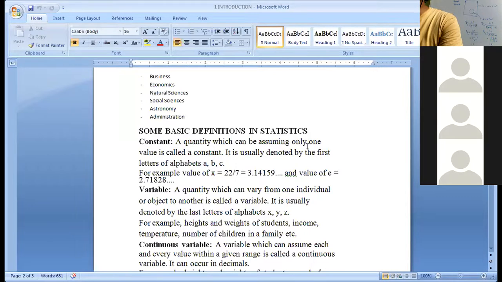It is usually denoted by last letters of alphabets, that is X, Y, and Z. For example, height, weight of student, income, temperature, number of children in a family, etc. That is what is variable. Now, in these examples, can you see one thing? This height, weight, income, temperature, these are different than this number of children. There is some kind of difference between this. And what is that difference?